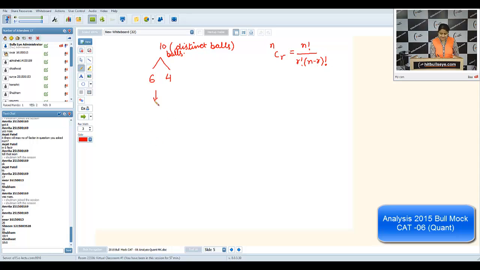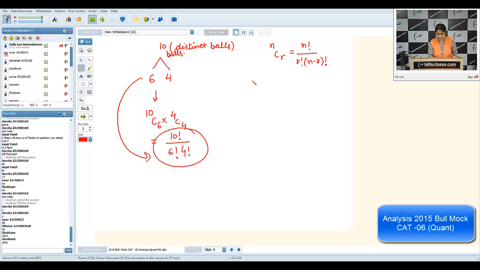Now come to this case. We are choosing any 6 balls out of these 10. Of course, we'll be left with 4 balls. So whether we write it or not, we'll get the same answer. 10C6 into 4C4. So what will be the answer? It will be 10 factorial divided by 6 factorial, 4 factorial. That is the answer to this question.